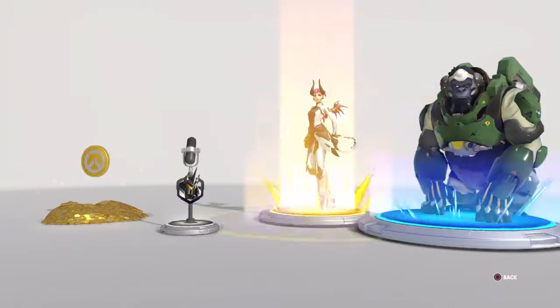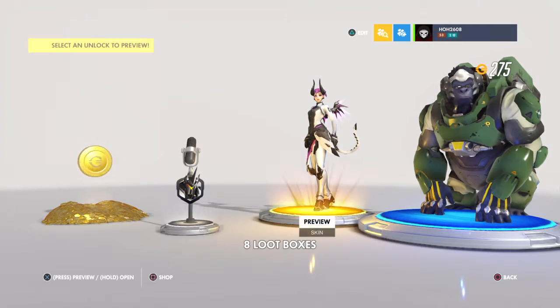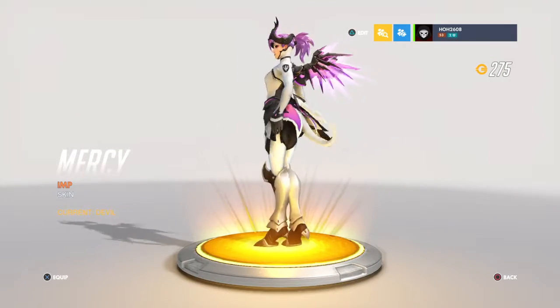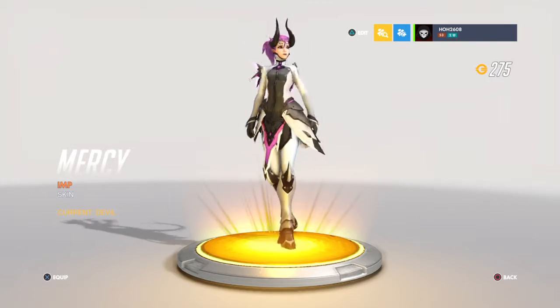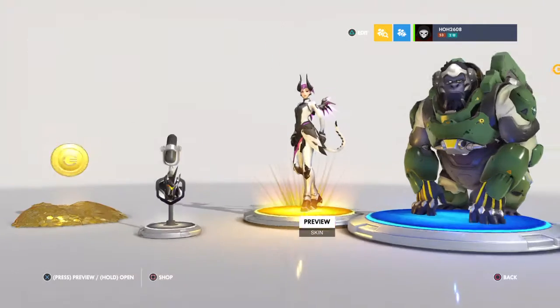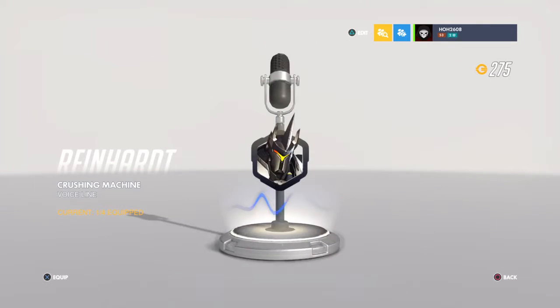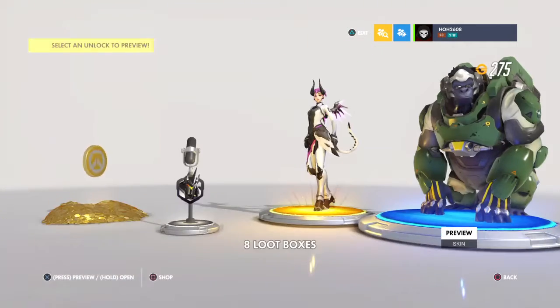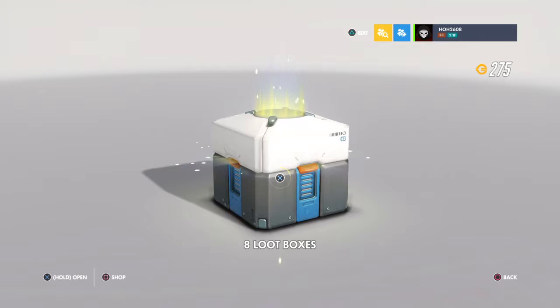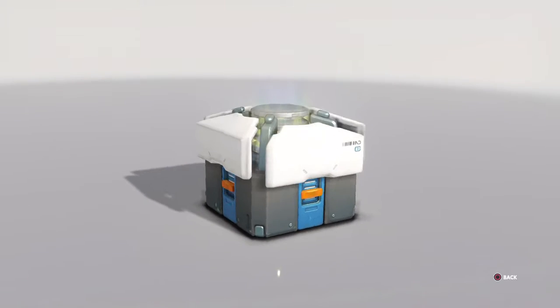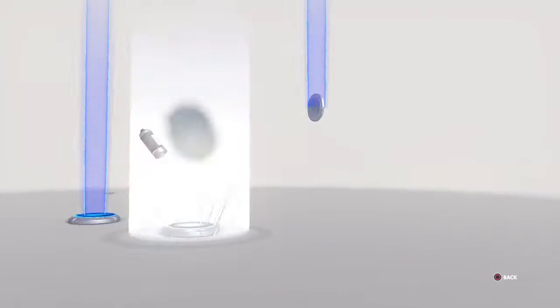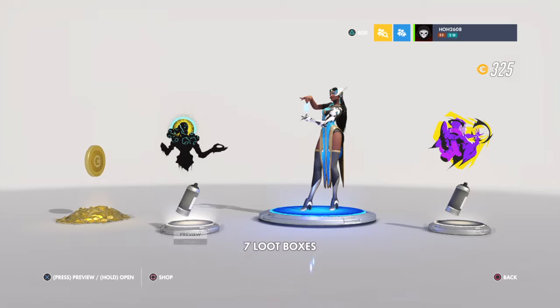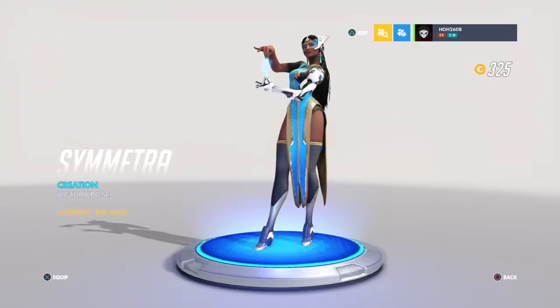Oh, legendary. Yo, guys, I got him for Mercy. Nice. I'm going to equip it for now. Reinhardt skin. I'm the ultimate crushing machine. Okay, I got a green Winston Forest. I like it. All right, next one. If you guys didn't know, I'm now a Mercy main, so that's the only reason I was like, woo.